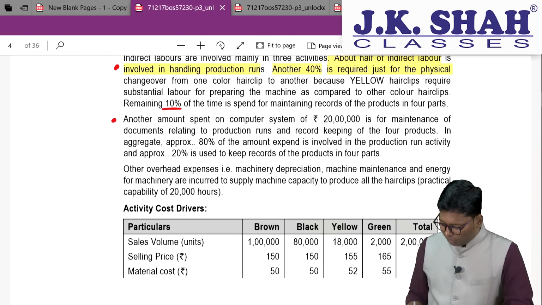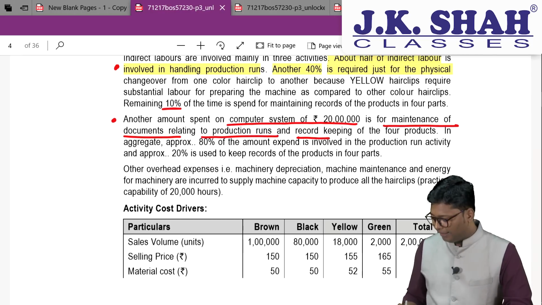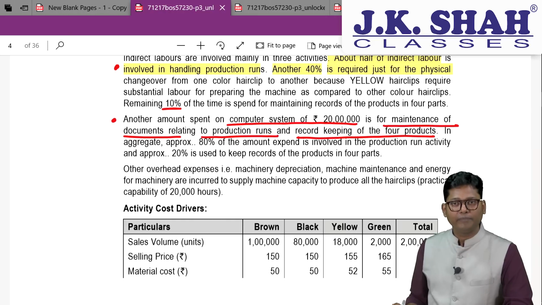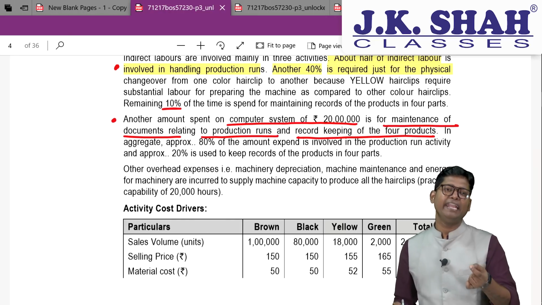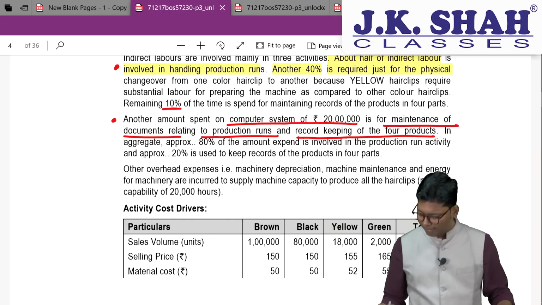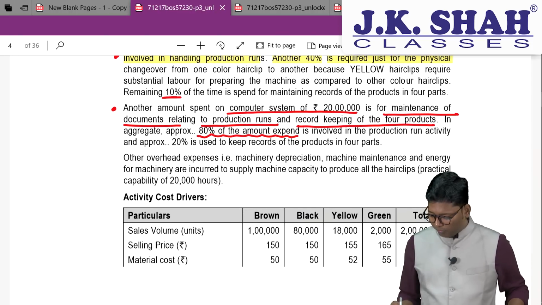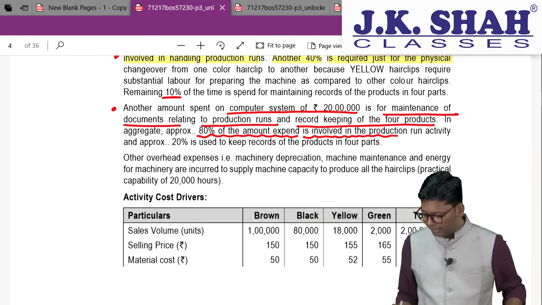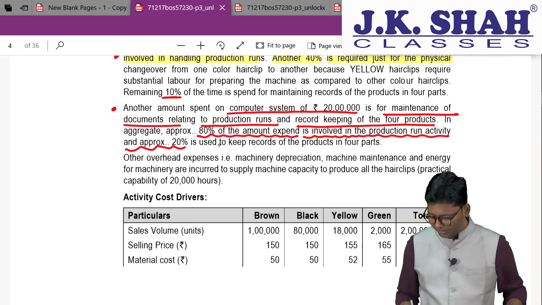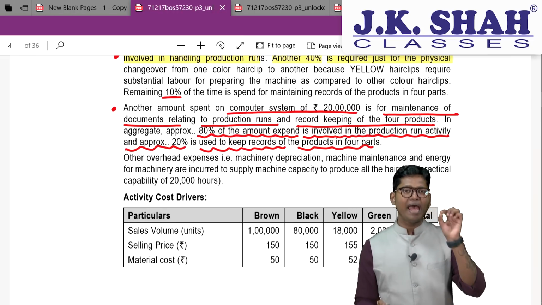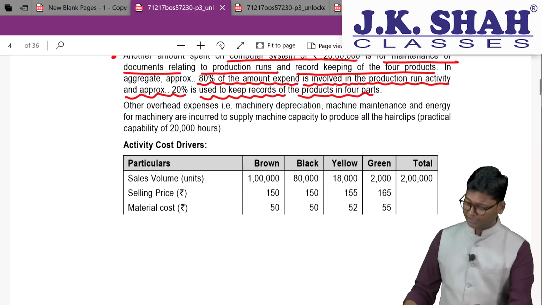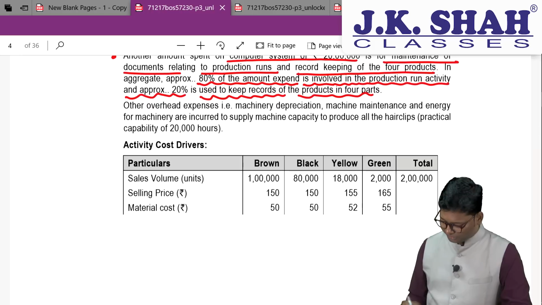Another amount spent on the computer system, rupees 20 lakhs, is for maintenance of documents relating to production runs and record keeping of the 4 products. So for what purpose we have spent the expenditure, those purposes are served in this example information. In aggregate, approximately 80% of the amount expended is involved in the production run activity and approximately 20% is used to keep records of the products in 4 parts. So on an appropriate basis, we need to bifurcate this balance and expenses.